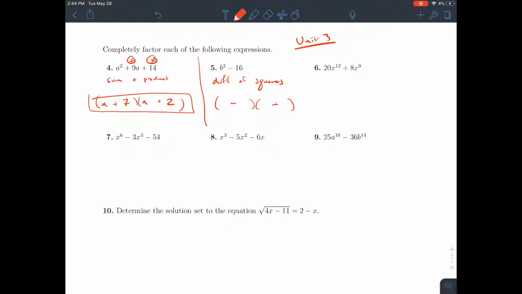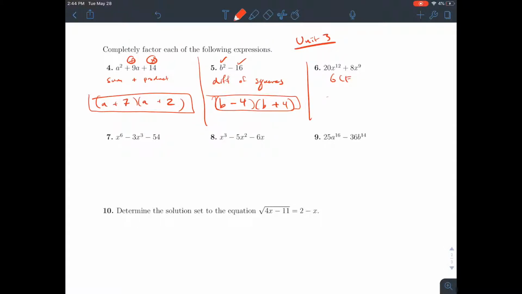Conjugates. So one will be minus, one will be plus. And it'll be b times b to give us b squared, and then negative 4 times 4 to give us the negative 16. The middle terms would cancel out because it's a mix of positive and negative, and that looks good.